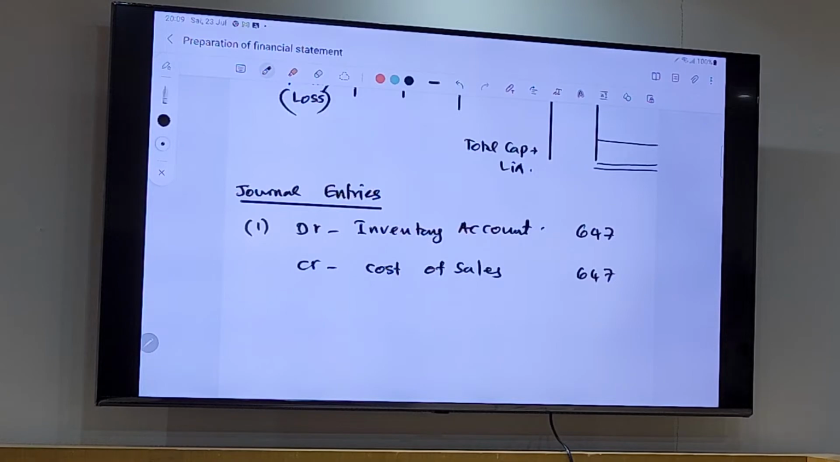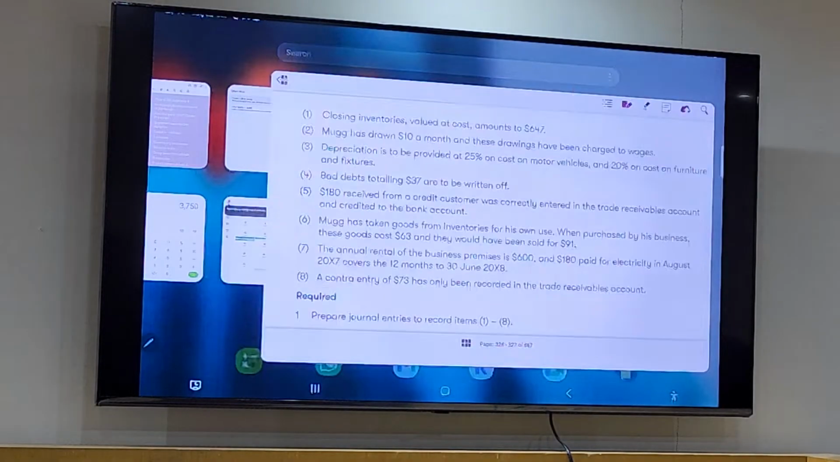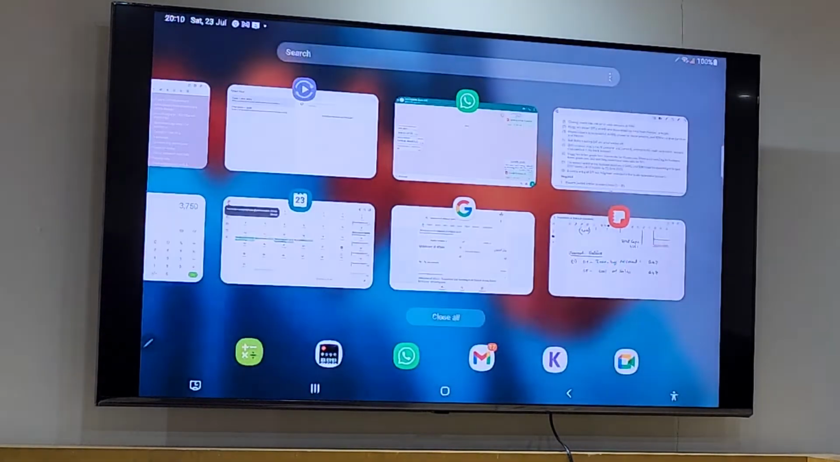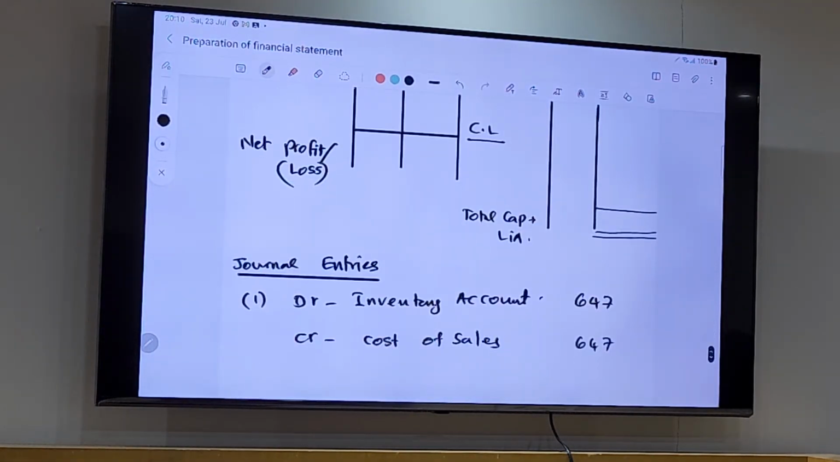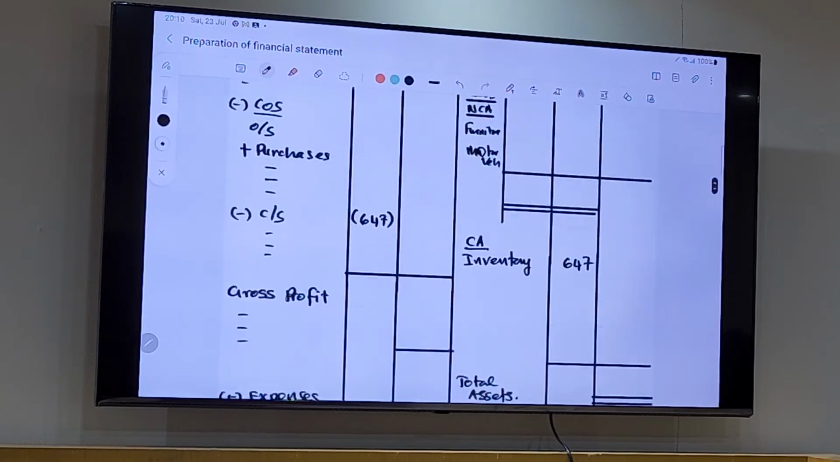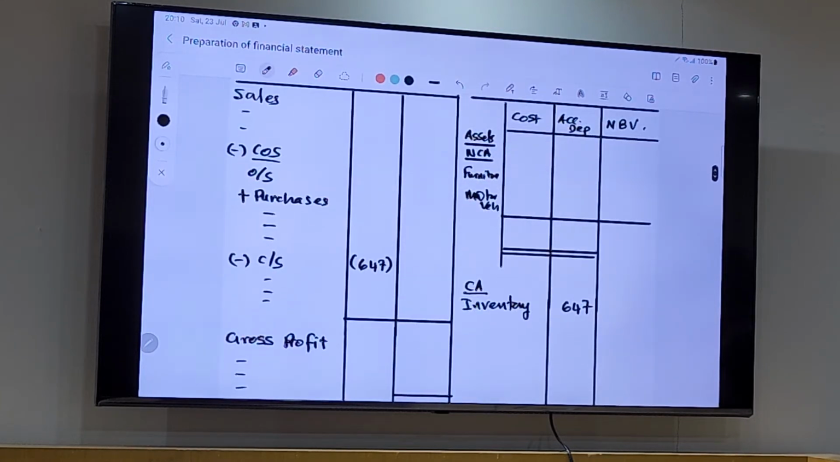Clear? Okay, let's continue with the second one. One minute. So you debited the inventory, okay, because that was closing. But why cost of sales? That's the normal scenario, no, brother. You are closing the stock, from our other part of accounting studies. We learned that cost of sales is equal to opening stock plus purchases minus closing stock.